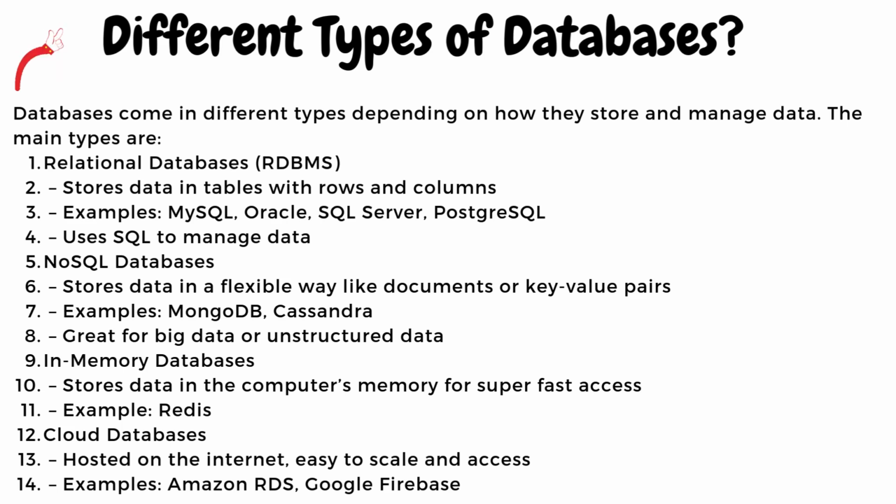NoSQL databases store data in a flexible way, like documents or key-value pairs. Examples: MongoDB, Cassandra. Great for big data or unstructured data.